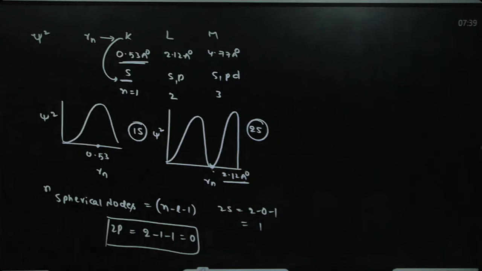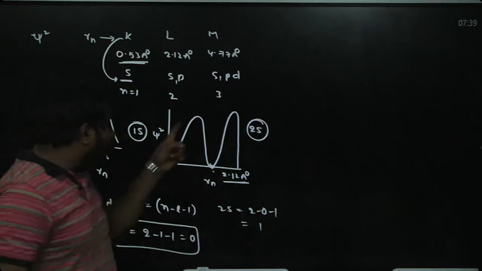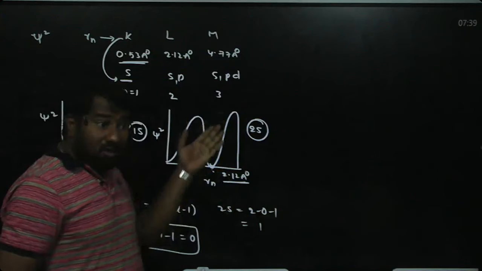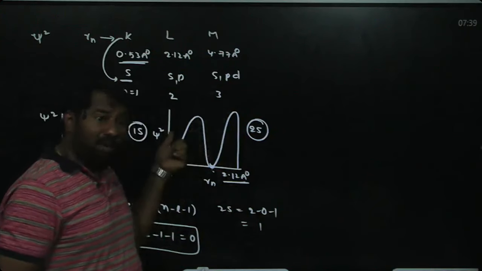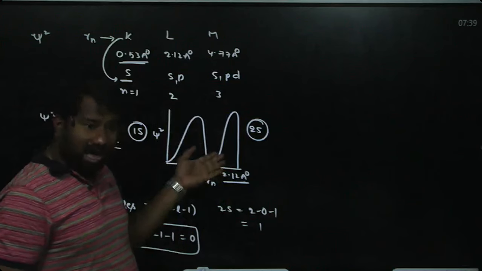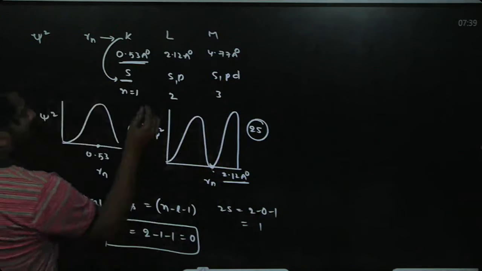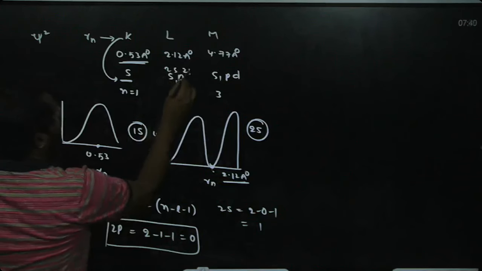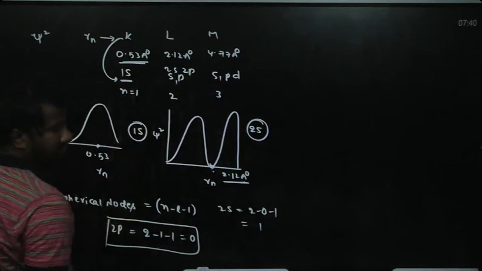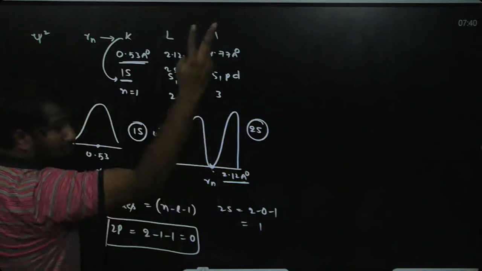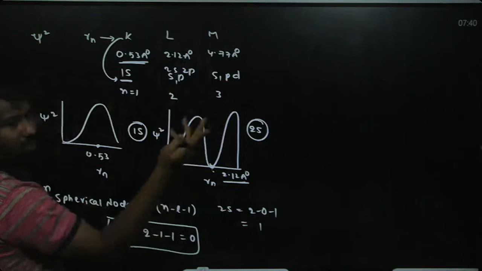Got it? Another simple thing: I am getting two peaks at the distance 2.12. Before one peak, I already have one more peak. That means one orbital is already there, and before that, another orbital is there. Before 2s and 2p, which orbital do we find? 1s orbital. If you find 2 peaks at the distance of 2.12, that indicates the 2s orbital.